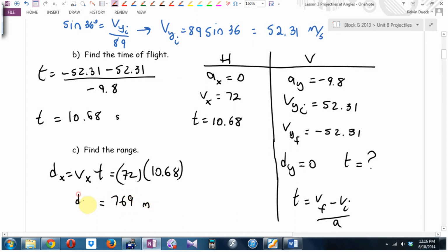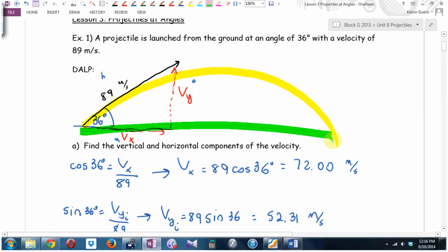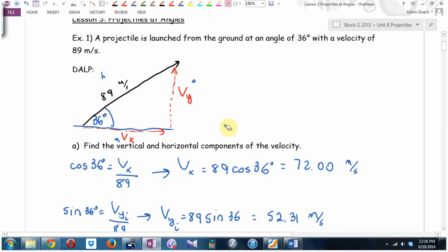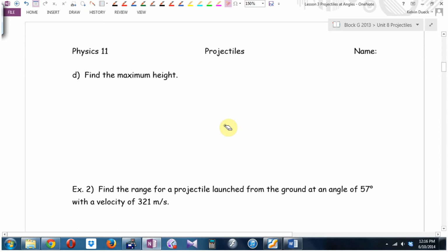Meters. In other words, don't write this down, but the projectile looked something like this, and this distance here was 769 meters. What else might I like to know? I kind of wonder, how high did it get? I'm a nerd. I like to know these things. Oh, yeah, there, D. Find the maximum height.